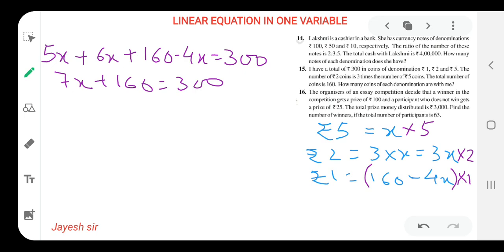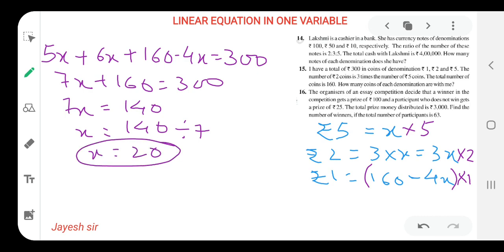Now what we can do, as per the transposition theorem, 300 minus 160 would be 140. The value of x would be 140 divided by 7, as per the transposition theorem. Yes, now the value of x would be 20. I hope you all are getting it, friends. That's a very easy sum. After doing that, what are we supposed to do? We have to put the value of x in the denominations that we have assumed. I hope you all have understood till this point.